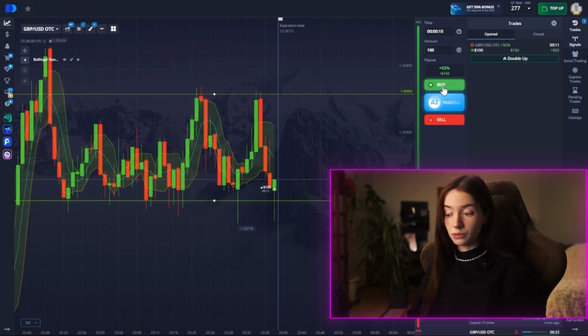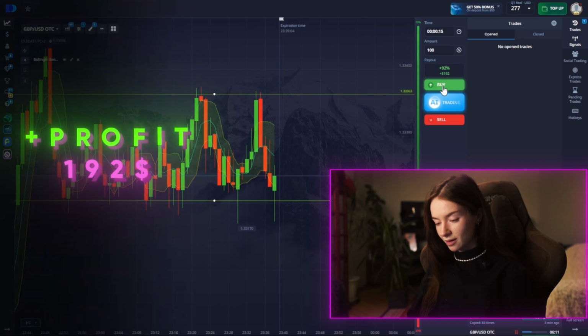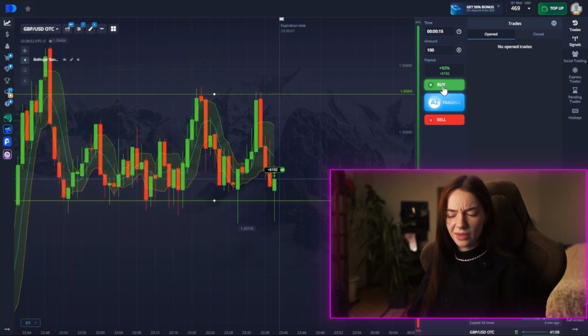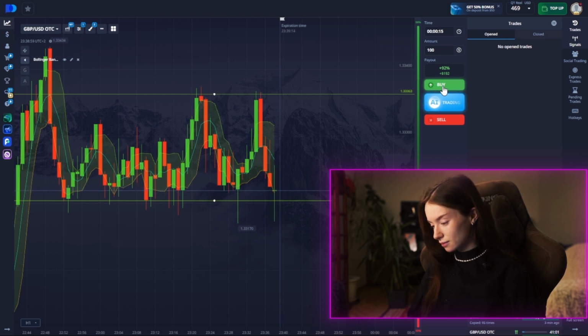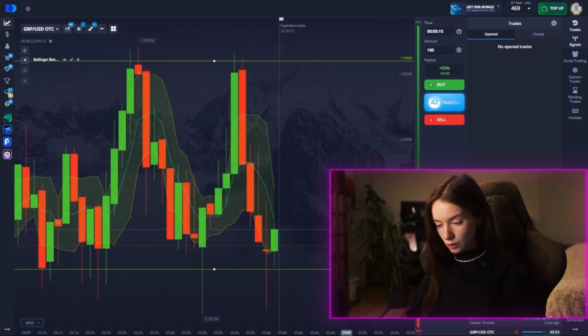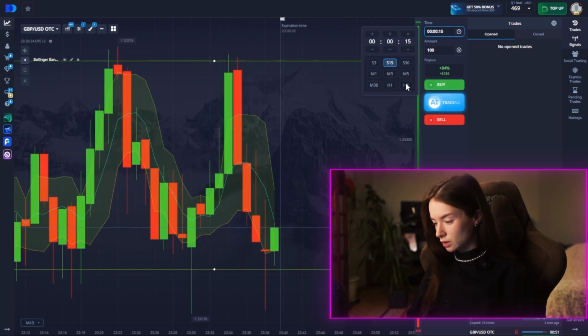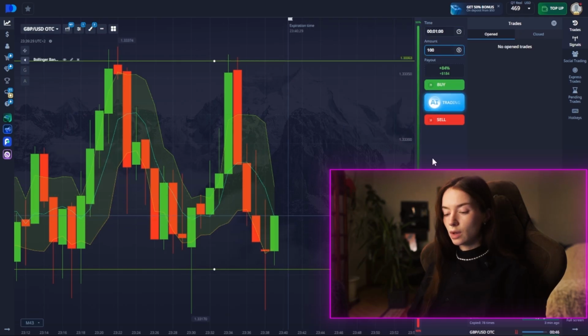Look at that move. Right after we entered, the strong rise began. This shows how important it is to identify the entry moment. Great! I think I'll open one more 1-minute order and we'll reach today's goal. I set 1 minute, 100. I wait for a small dip in this candle and then enter.